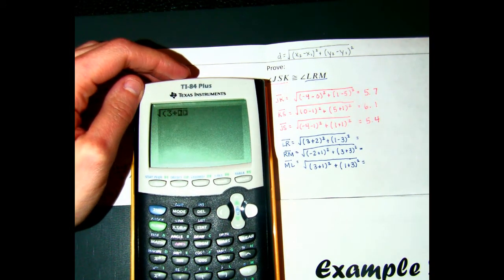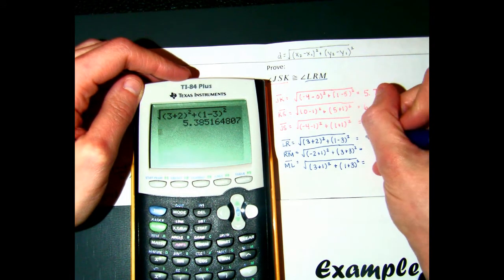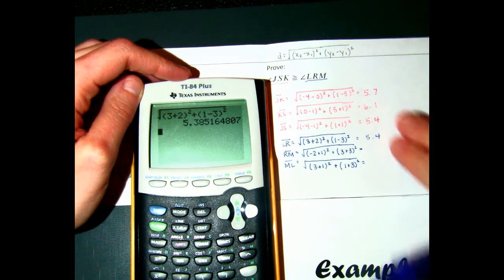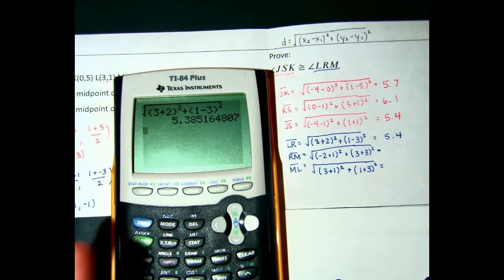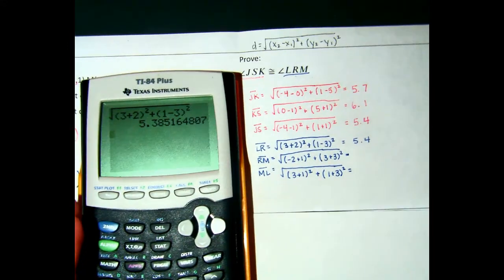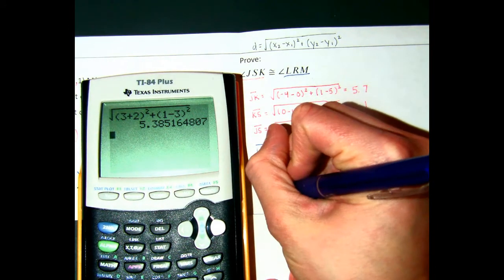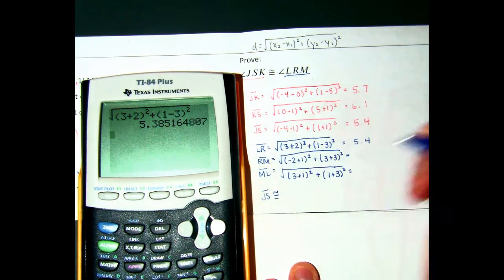So 3 plus 2 squared plus 1 minus 3 squared. I've got 5.4, and there we go. We've got a pair of congruent segments. So since I've got that, I'm going to go ahead and write that. I know that JS is congruent to LR.